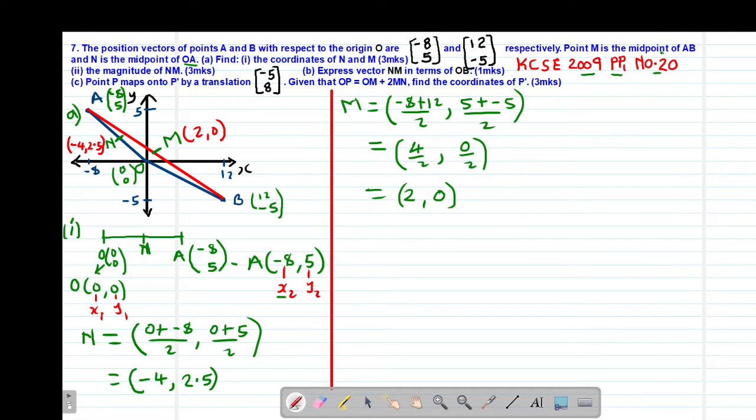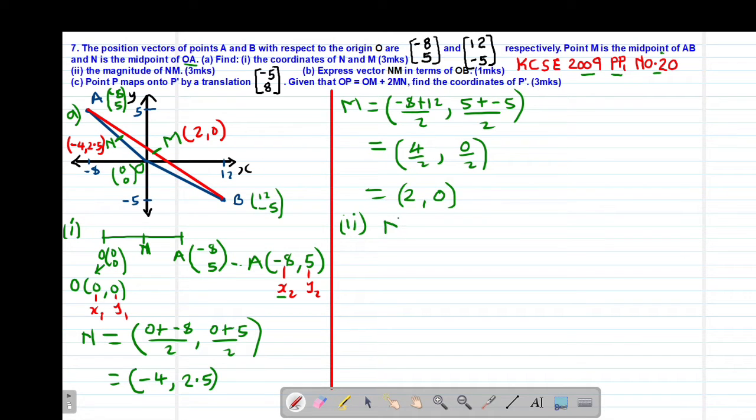Then we move to part B of the question. In part B, we are told to express NM in terms of OB. Before that, we have Roman 2 of part A. We are told to find the magnitude of NM.